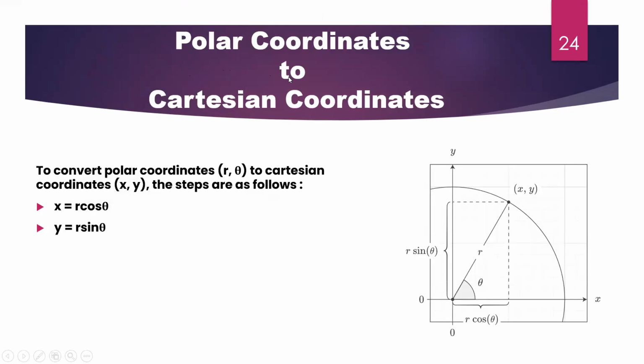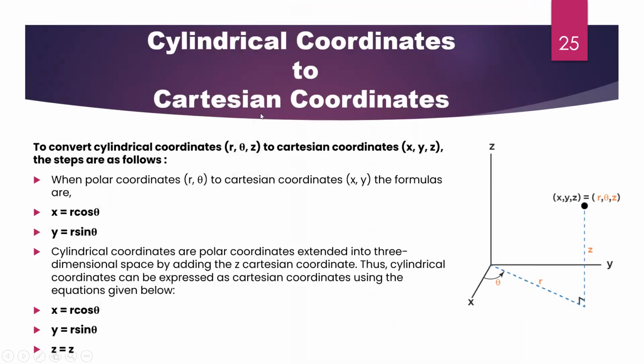Now, polar coordinates to Cartesian coordinates. As you can see, to convert the polar coordinates r, theta to Cartesian coordinates x, y, the steps are as follows. x is equal to r cos theta, y is equal to r sin theta. Simple, because there is a right triangle in that figure, so we can easily measure the x and y.